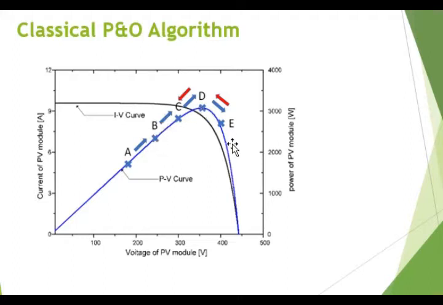There are several points. The peak point is point D. So what does the classical approach do? Suppose the converter is operating at point B, so it moves to point C. At this point the power is compared with the previous one. As the power at point C is higher than B, it is again operated at a higher voltage, D. Again the power is compared with the previous one, and the power is higher, so again it is operated at a higher voltage, E.